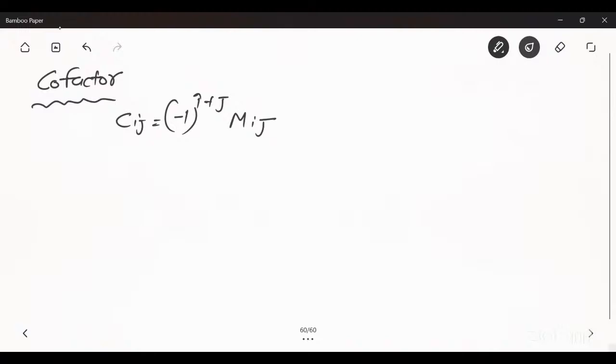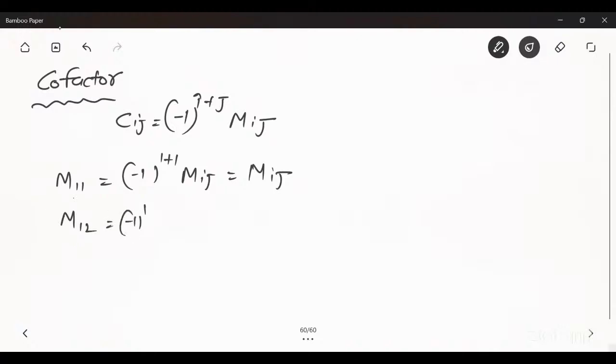Minus 1 to the power of i plus j into Mij. So that was your cofactor. Suppose you have the value of M11. So i is 1 and j is 1. So you have to put minus 1 to the power 1 plus 1, Mij. So 1 plus 1 is 2, and minus 1 squared is 1. So Mij.